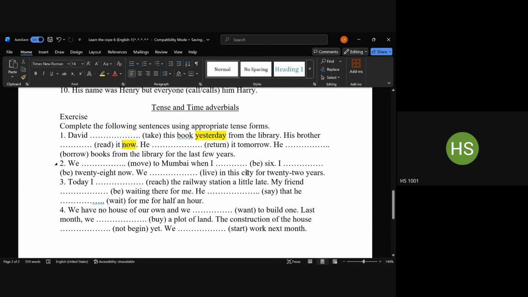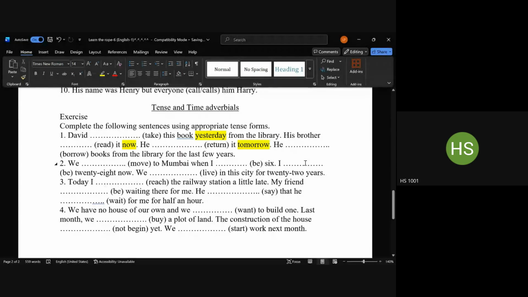Then he will return it tomorrow. He will return it tomorrow, right? Tomorrow is your clue here. So this is again another time adverbial indicating future reference. He will return it tomorrow.